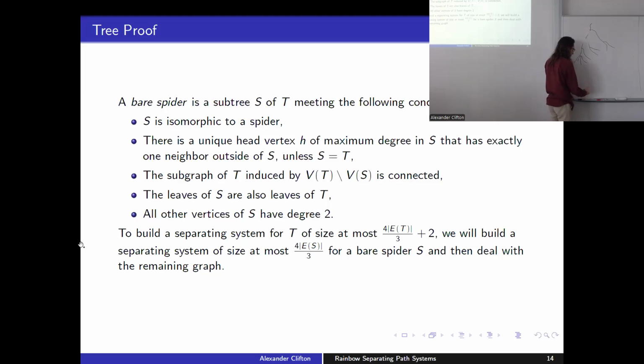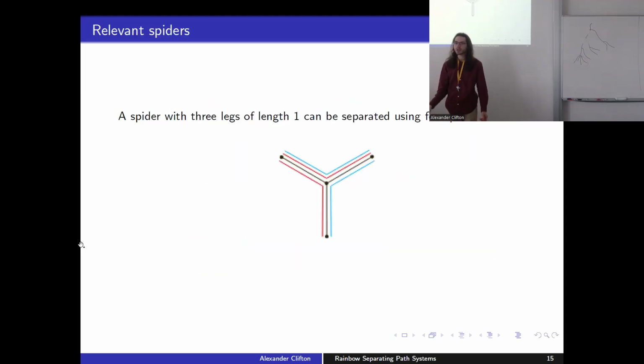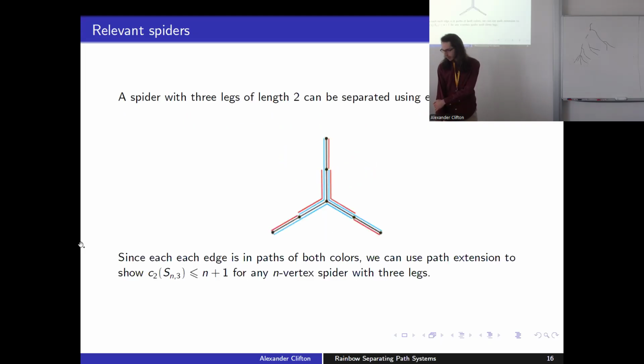And how do we deal with the bare spiders? Well, some of them are easier to deal with than others. So here's something that you've seen before, and it's very easy to deal with, right? If you have a bare spider that's a 3-edged star, you can deal with it with 4 paths. And the thing I want to point out is with these 4 paths, every edge is covered by paths of both colors, which will be helpful later. For 3 legs of length 2, here you can do it with 8 paths. Again, that's 4/3 times the number of edges.